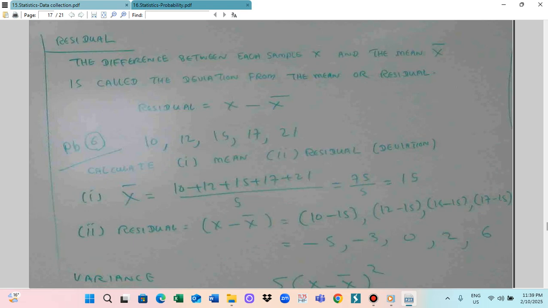Okay, so first we have to calculate the mean. You add all the numbers and divide by the count. The mean is 10 plus 12 plus 15 plus 17 plus 21 divided by 5. You should get 75 divided by 5, which is equal to 15. So the mean is 15.